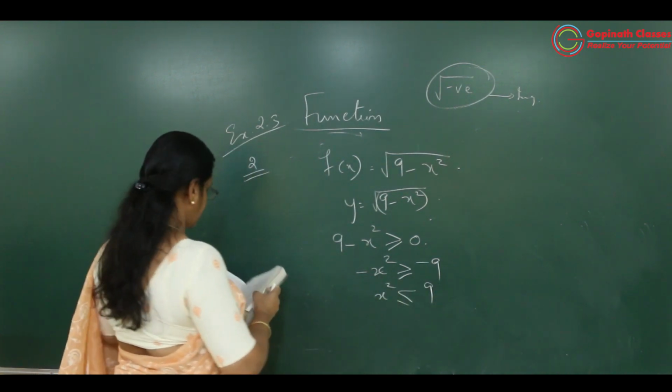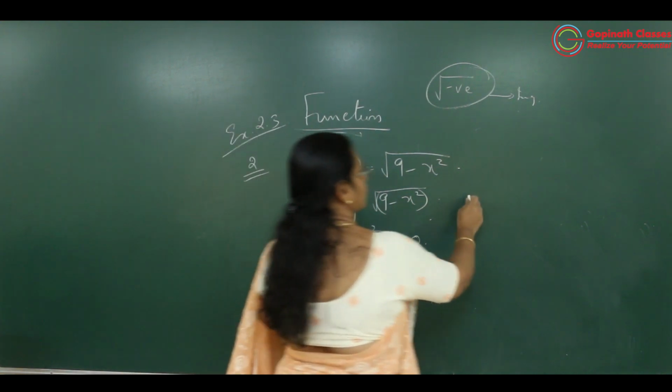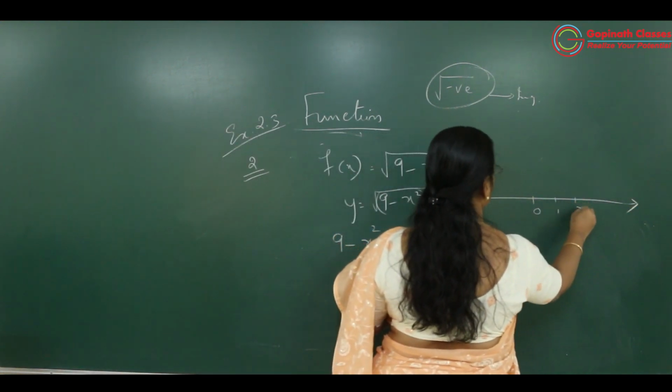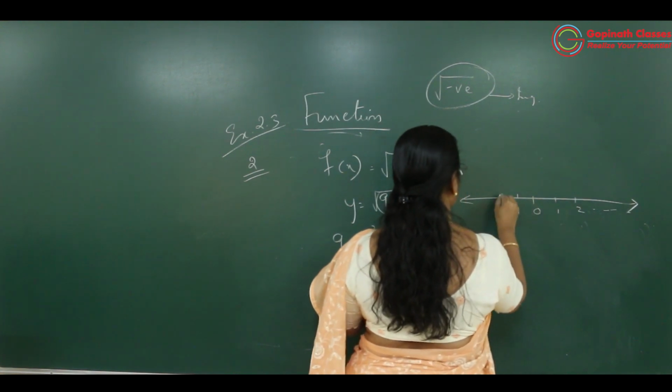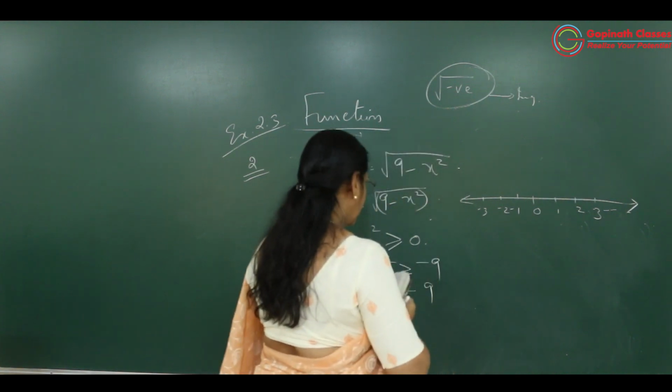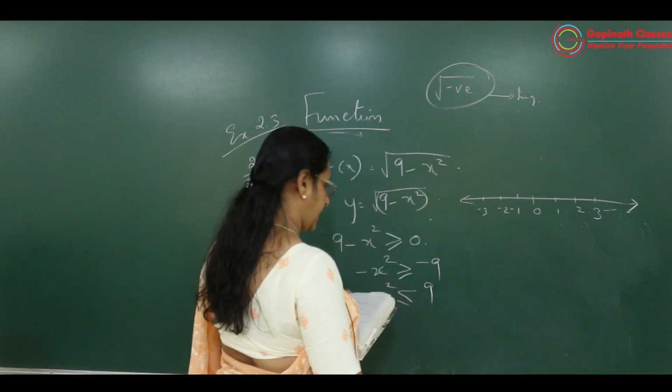So you know the number system में कैसे होता है? This is the number system. This is 0. This is 1, 2 ऐसा जाएगा. ये minus 1, minus 2, minus 3. This is 3. Okay. Now where you will get x square less than 9?